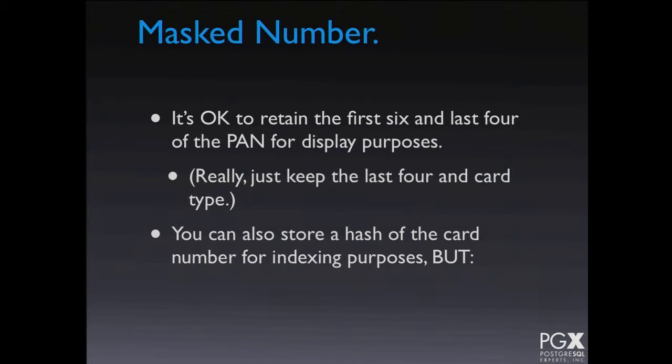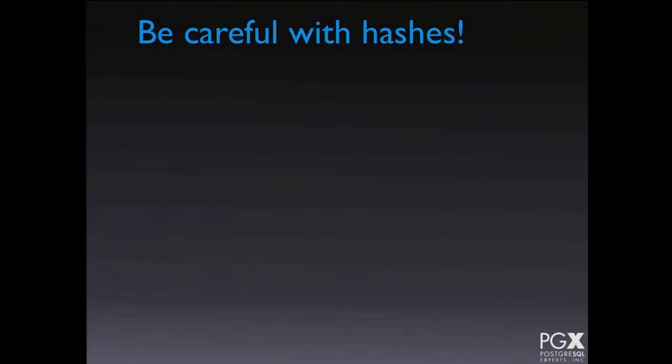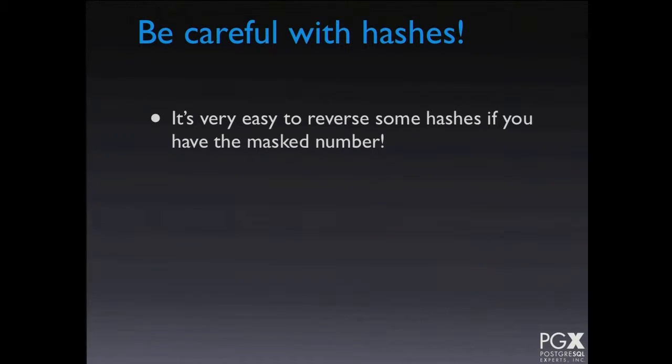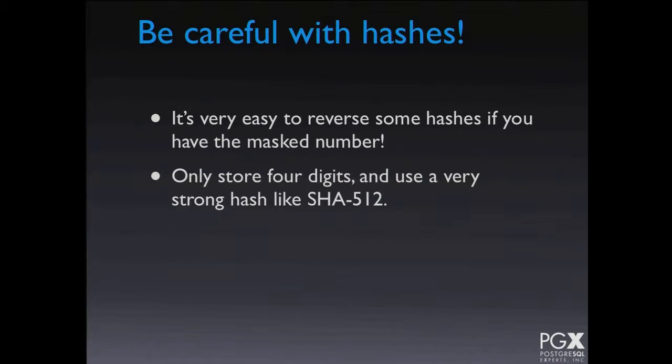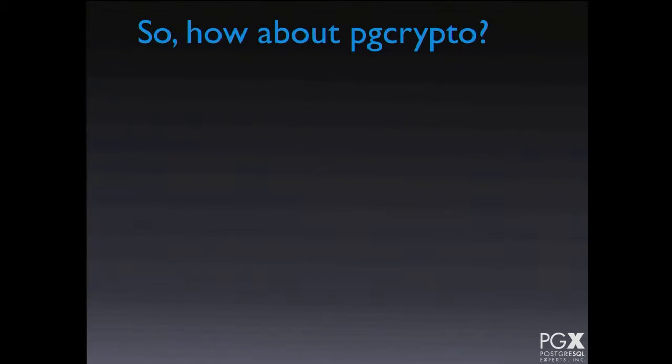You can also store a hash of the card number for indexing purposes. For example, if you have a CSR who gets a chargeback and needs to look something up by credit card number, you can have an interface where you type in the number, it gets hashed, and then does an index query, so it doesn't have to do a sequential search across the entire database. But be careful with your hashing algorithm. Don't do MD5. Because if you have the masked number, it can be really easy to reverse the hash if it's a weak hash. Use something like SHA-512.